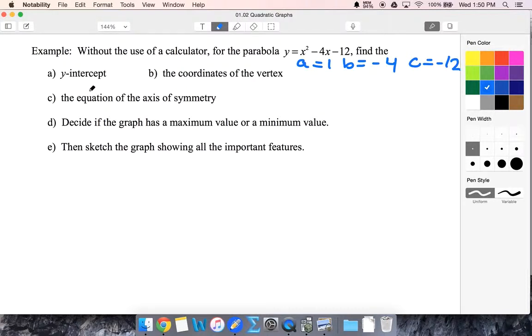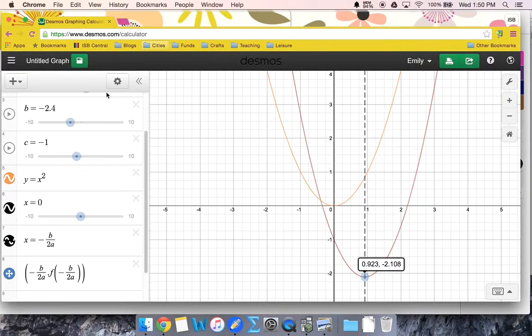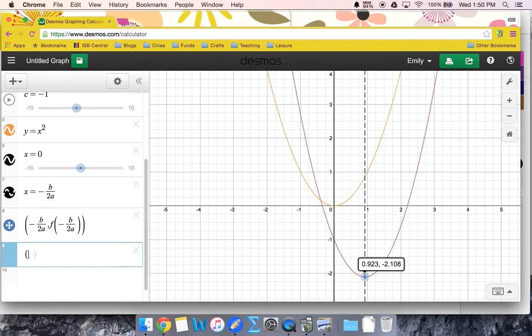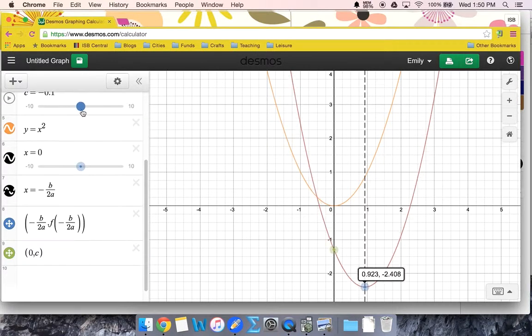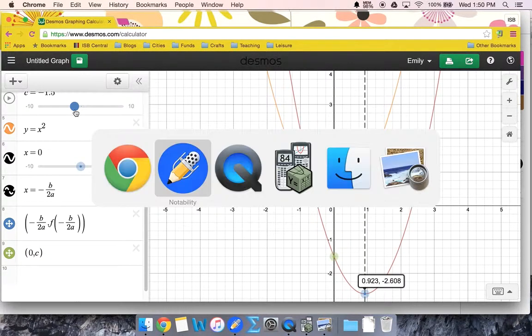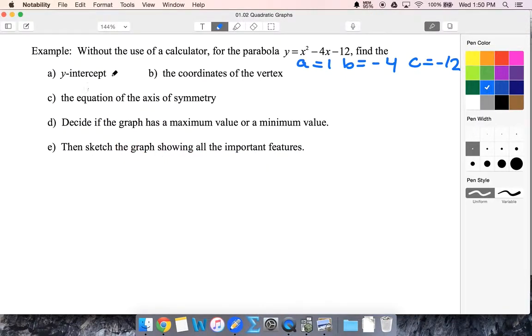Oh, y-intercept, I didn't talk about that above. Y-intercept, of course, is my point at C. So here's my y-intercept here, it's my C value. I could put in another point to label that 0, C, and we see our y-intercept. And of course, as C changes, so does the y-intercept. So that's the easiest one, always for sure. So my y-intercept is 0, C.